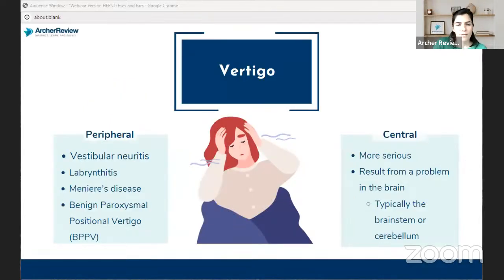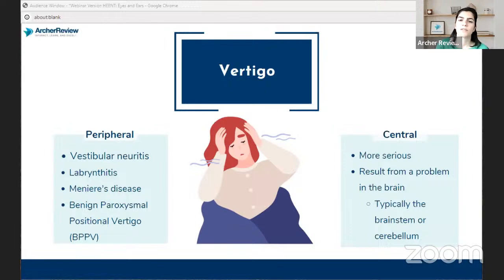So vertigo is a very big topic. For today's purposes, we're going to just briefly go over peripheral vertigo versus central vertigo. So what is vertigo? Your patients are going to come in and say, I feel like the room is spinning. I feel like I'm floating. So vertigo is a sudden internal and external spinning sensation, and it's often triggered by moving your head too quickly. There are different types of vertigo, like we talked about. There's peripheral and central vertigo.